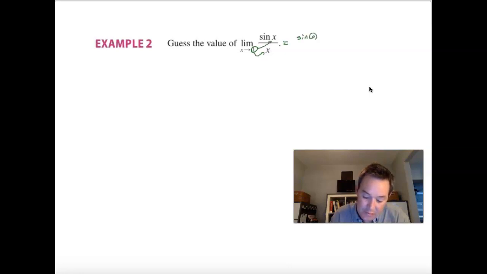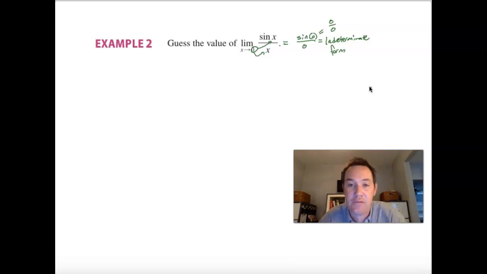The problem with this is that sine 0 over 0 is undefined. You cannot divide by 0, but that does not necessarily mean that the limit does not exist, and that's because this is actually what's called an indeterminate form. Sine 0 is 0, so we end up with 0 over 0. So this indeterminate form basically means that you can draw no conclusions right now. You have to figure out some other way to see if that limit exists.